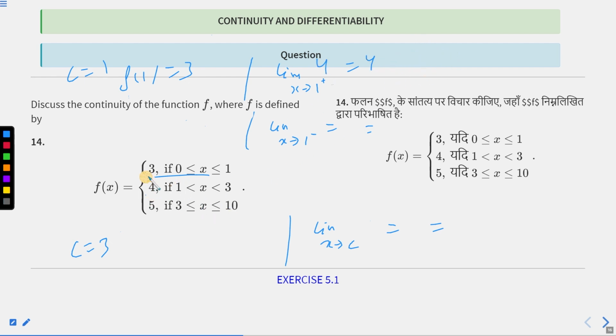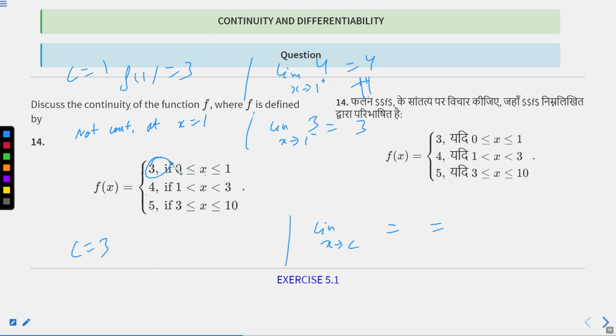Now, if you approach from the left hand side towards 1, then you have to use this. So this means left hand side not equal to right hand side. This means what? This means not continuous. So not continuous at x is equals to 1. Okay, so far so good.